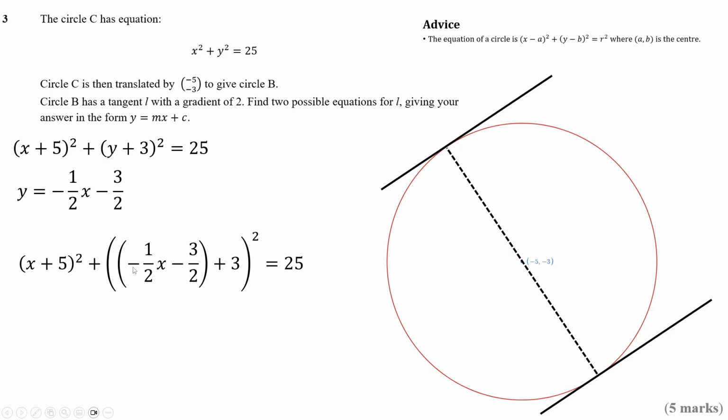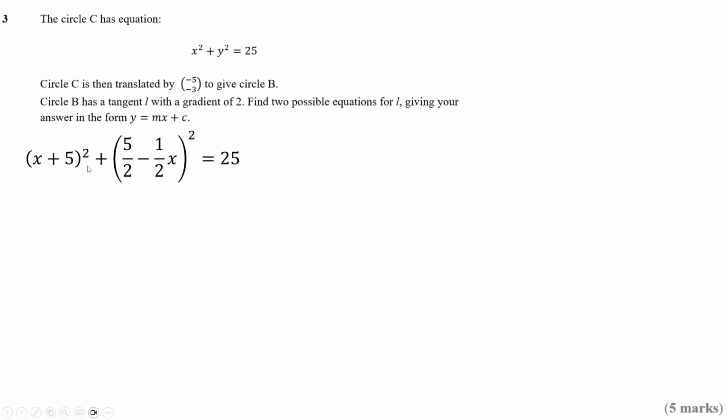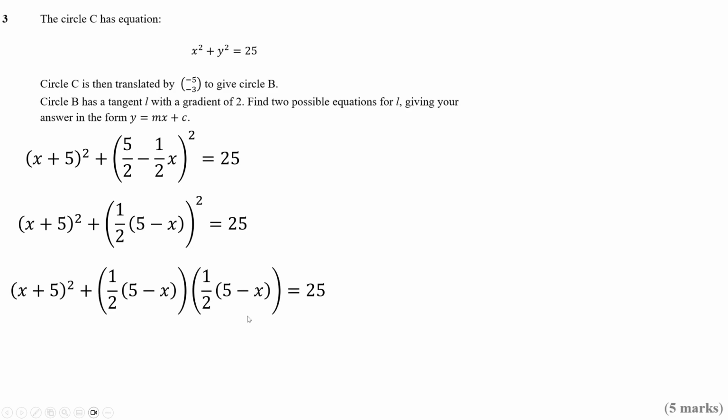We've got this -1/2 x -3/2. So -3/2 plus 3 is -1/2. Sorry, no, it is 3/2. Sorry, I don't know why I said that. And then we're going to need to square this and square that. I've simplified it first of all. So if you take out a half from this, it becomes a lot simpler because now it's just 5 minus x. Okay, and then this is obviously just a double bracket.